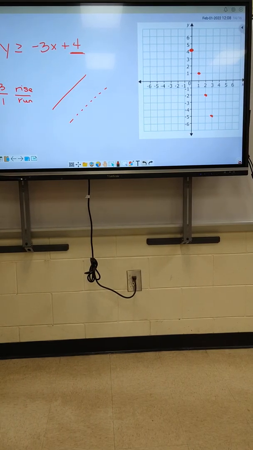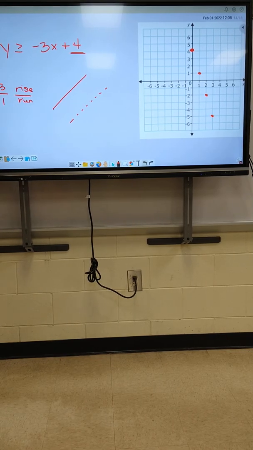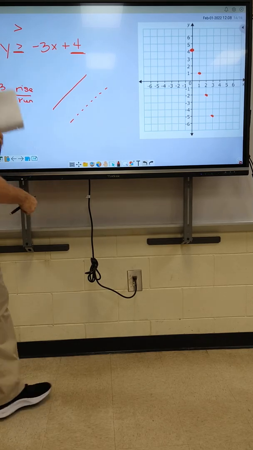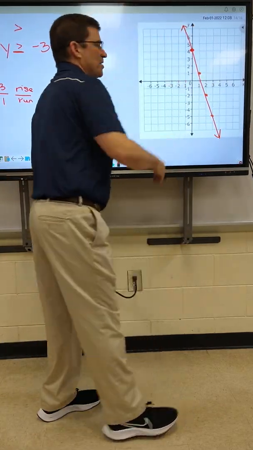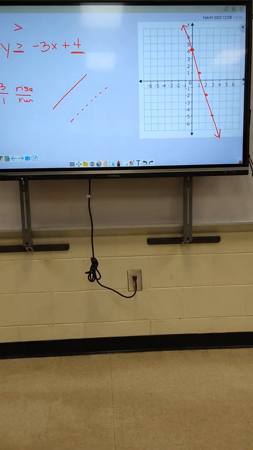Solid. How do you know when it's solid and when it's dotted? Here's how you know. Look at your sign. If it was just greater than, it would be dotted. But if it has the solid line under it, it's going to be a solid line on your graph. So everybody draw a solid line. Try to draw it straight. If you need a ruler, like I said, I'll get you one tomorrow.